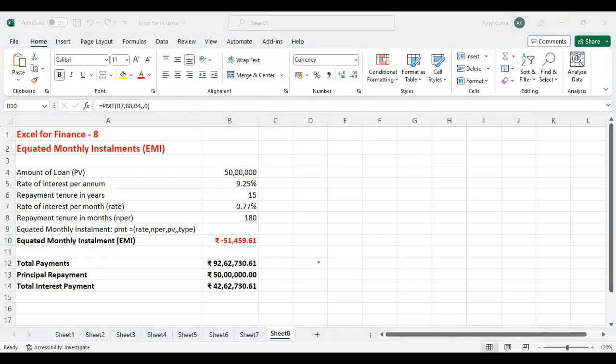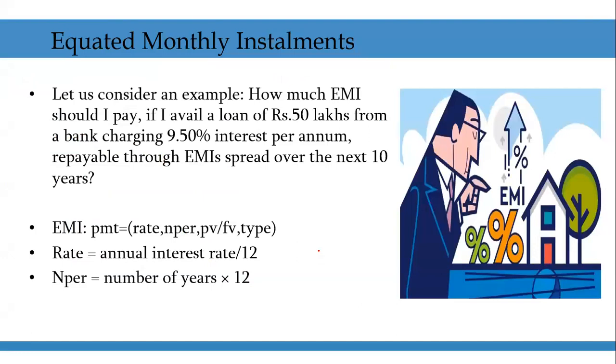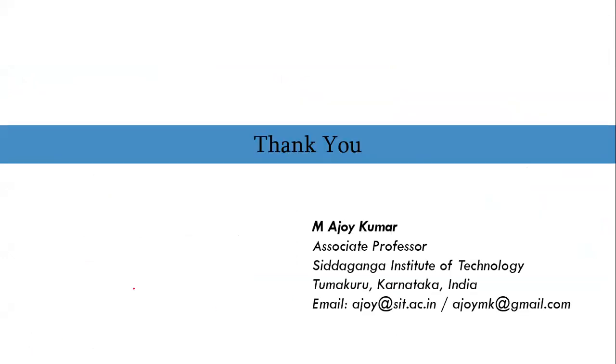All right. So as we have seen, EMI is calculated based on a function called PMT. All that we need to remember is the rate for EMI calculation should be rate per month, which is annual interest rate divided by 12, and number of periods, NPER, is number of months, which is number of years multiplied by 12. I hope you enjoyed watching this video. You have understood the concept of EMI and how to compute it using Excel.